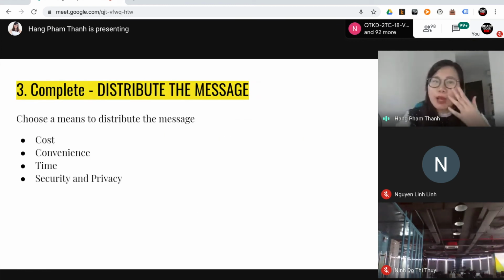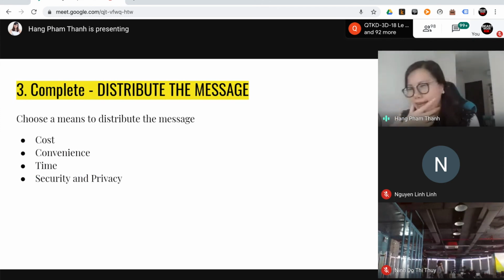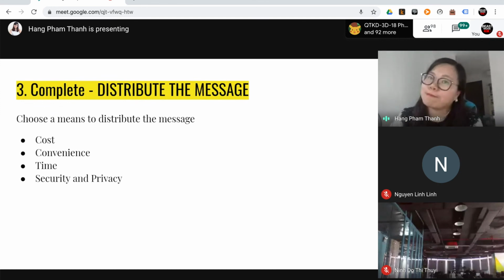And the last point about completing the message is about distributing the message. There may be different ways to distribute the message. So for example, if you work in a company and you want to distribute the message about a promotion program, let's say you're working for a spa, okay, a beauty spa, and you want to distribute the message about a promotion program of the spa. Okay, what means will you use to distribute the message?